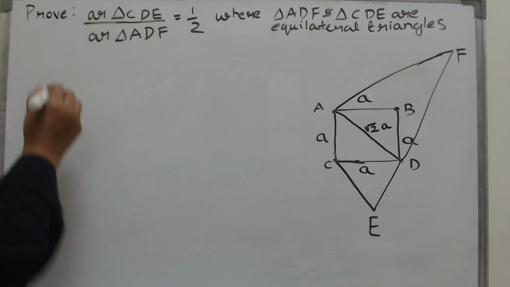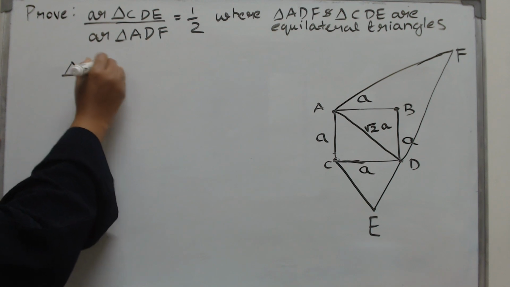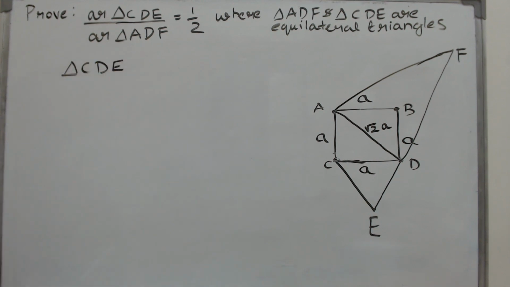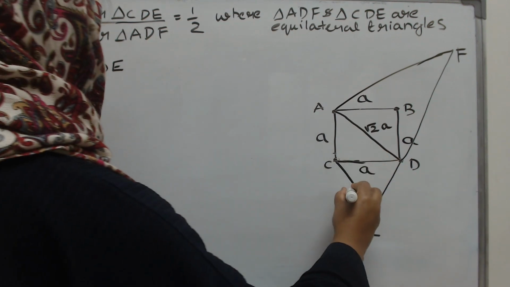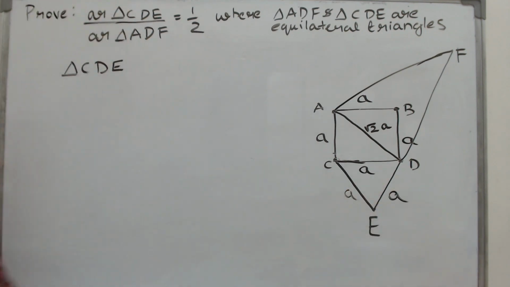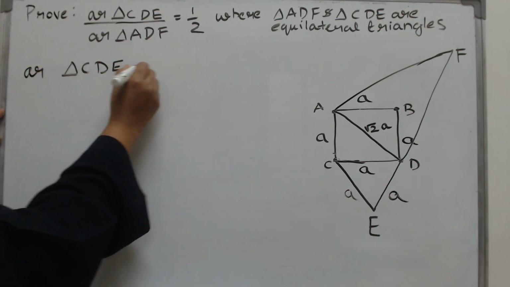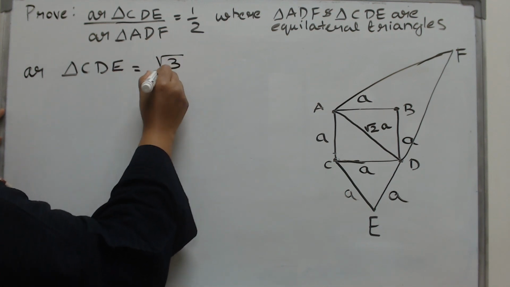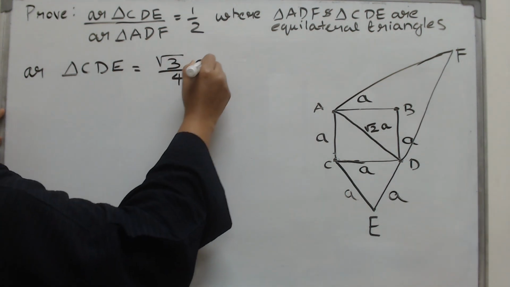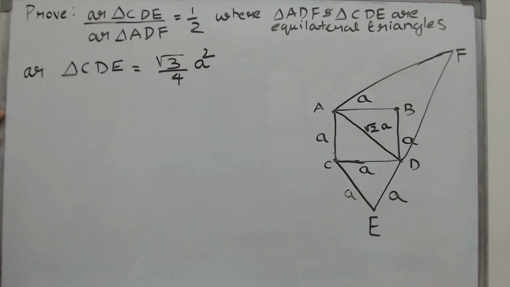Now let us first start with the smaller triangle CDE. What sort of a triangle is it? It is an equilateral triangle, which means if this is A, this is A and this is A. Now what is the area of any equilateral triangle? It is root 3/4 into the square of its side.